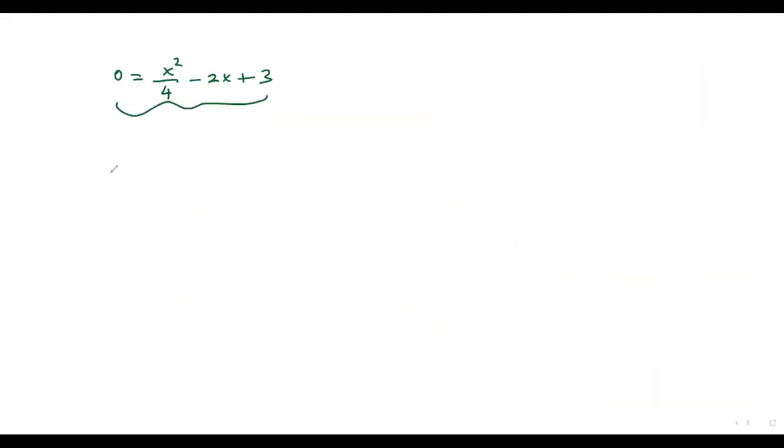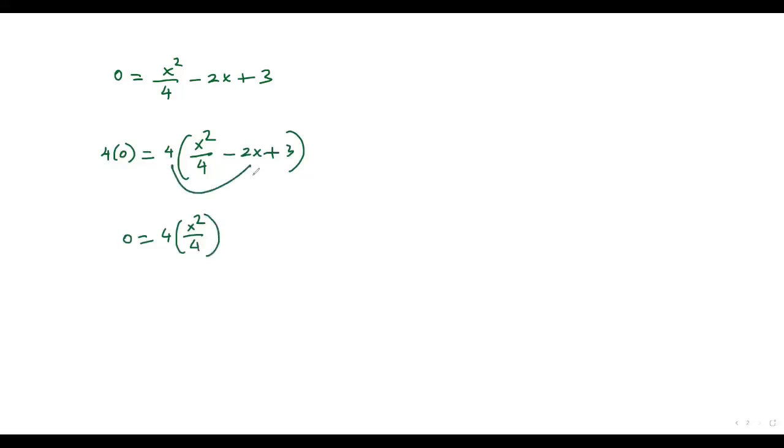Okay, this is the last step we had on the previous page. Now what I'm going to do is multiply both sides by 4 to get rid of this denominator 4. So 4 times x squared over 4 minus 2x plus 3. 4 times 0 is 0, and when I distribute this 4, it will be 4 times x squared over 4, which is x squared, 4 times negative 2x will be negative 8x, and 4 times 3 will be positive 12. So this 4 will cancel. I get 0 equals x squared minus 8x plus 12.